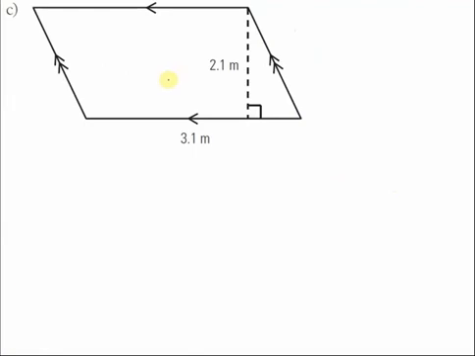We have a parallelogram now, which has the same idea as a rectangle, just slightly tilted. They cover the same amount of area, so we're going to use the formula again, that area equals length times width. Or you could use base times height, the length being 3.1 from this value here, and 2.1. So equals 3.1 times 2.1.